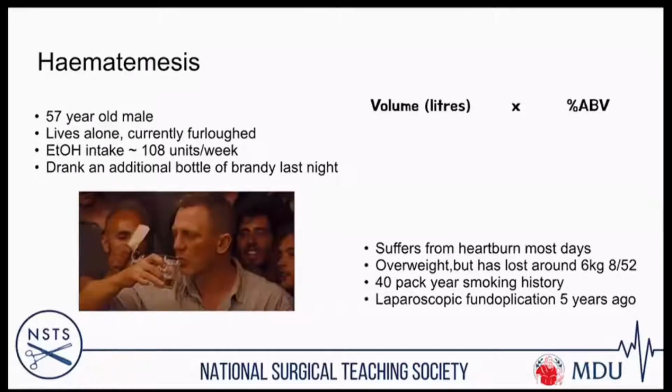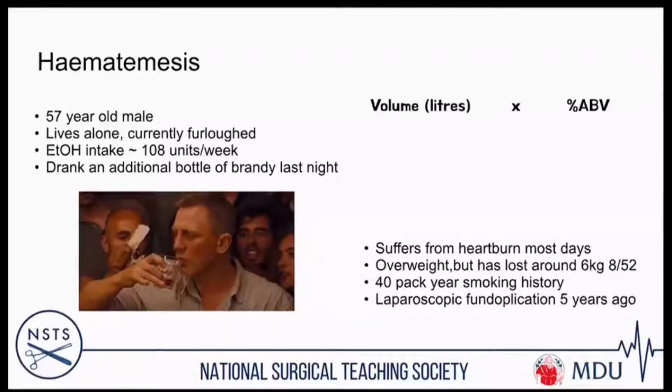So initially we'll start with a little case of a fellow, 57-year-old, lives alone, he's furloughed at the moment, drinks loads. For any of you that are struggling to put drinks into units, if a patient says, oh, I drink 7 cans of alcohol, basically just take the volume in litres.